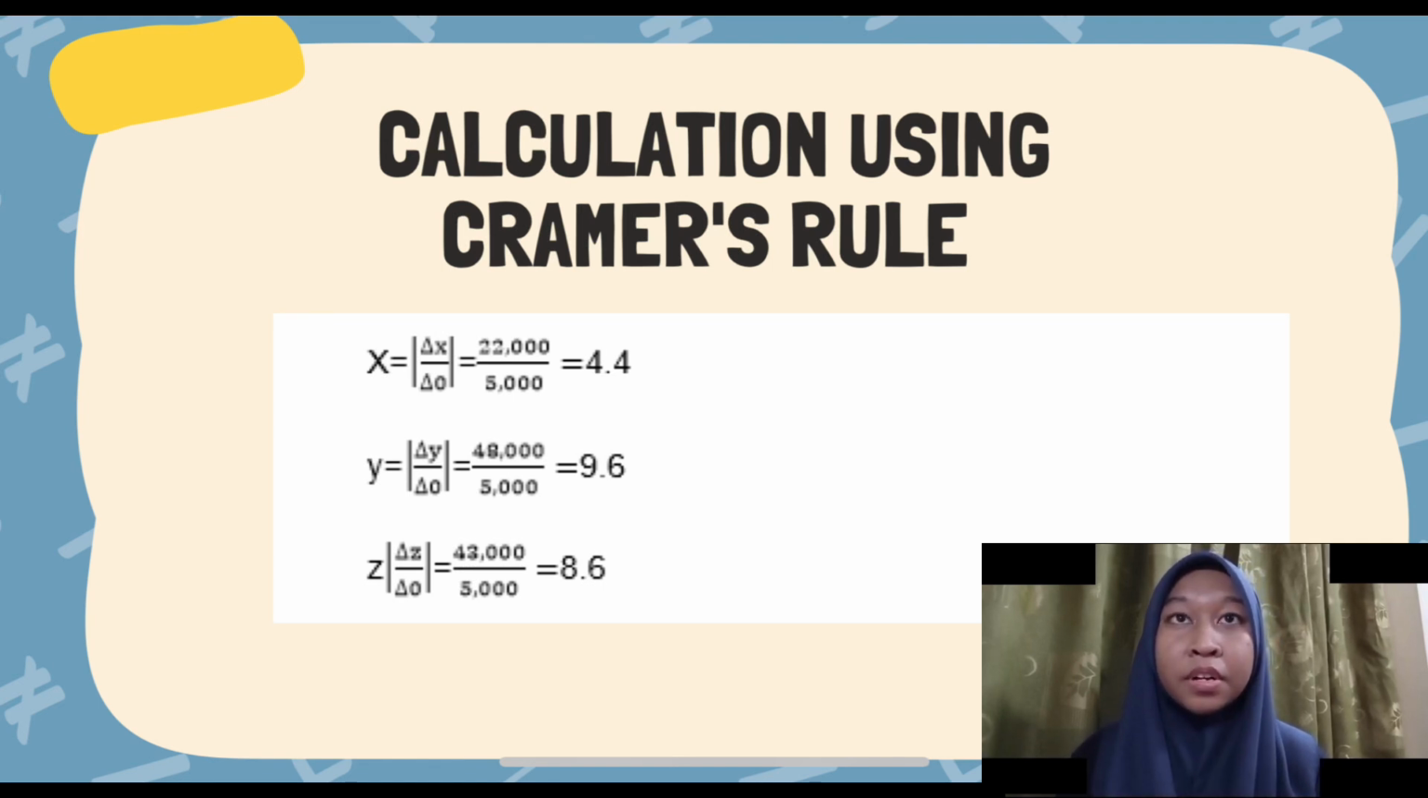To find x, I used the formula delta x divided by delta 0, and the answer was 4.4. For y, I divided delta y by delta 0, and the result was 9.6. And lastly, for z, I divided delta z by delta 0, and the answer I got is 8.6. So that's my presentation today.